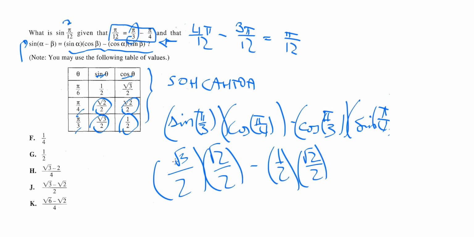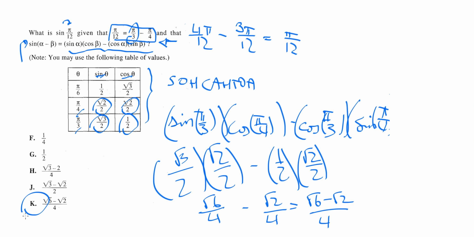Now, when you're multiplying fractions, you're just going to multiply the numerators and the denominators together, right? So the square root of 3 times the square root of 2 will give you the square root of 6, and 2 times 2 will give you 4, and then minus, and then here 1 times the square root of 2 is just square root of 2, and 2 times 2 gives you 4. So we get the square root of 6 over 4 minus the square root of 2 over 4, which is just the square root of 6 minus the square root of 2 divided by 4. That is answer choice K.